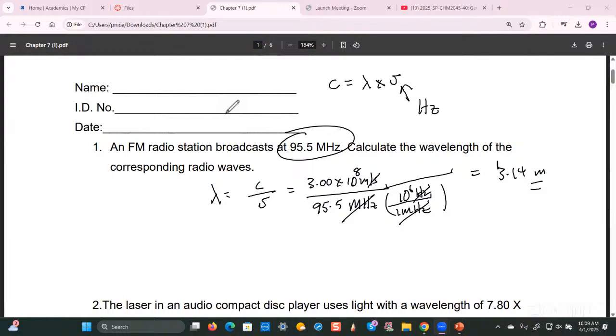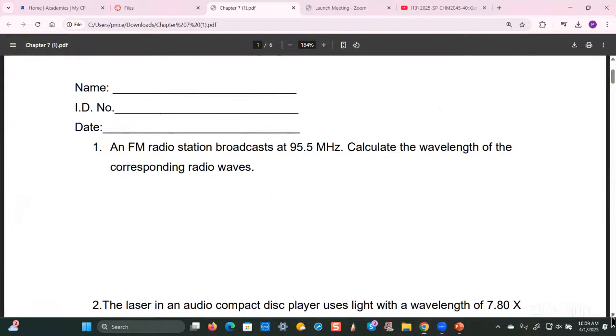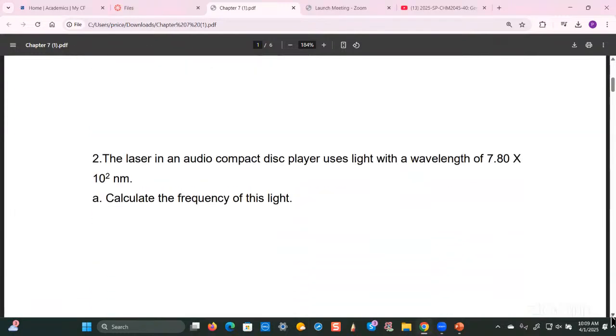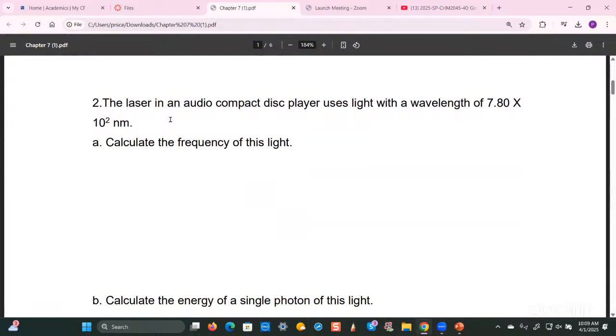Okay, so if there are no questions on this, let me go ahead and clear this and scroll down. So this question says, a laser in a CD player uses light with a wavelength of 7.80 times 10 to the 2 nanometers. So we're using the same equation here. It's asking for the frequency. We're using the same equation, but we have to rearrange it. So the equation, just to remind you, is c is equal to lambda times nu.